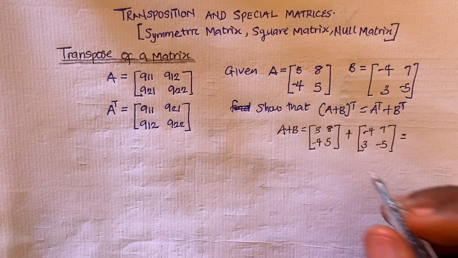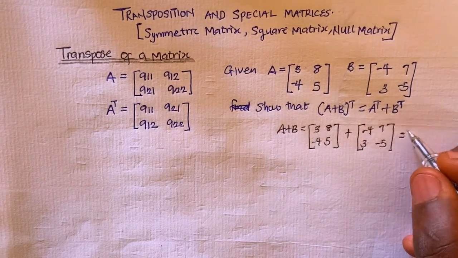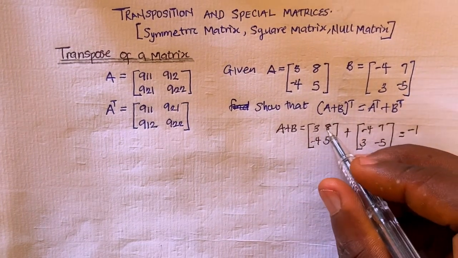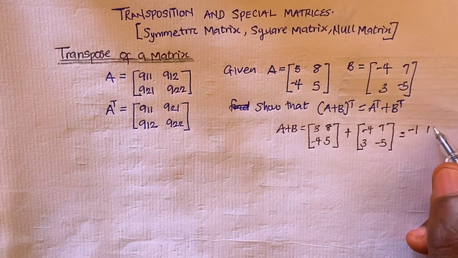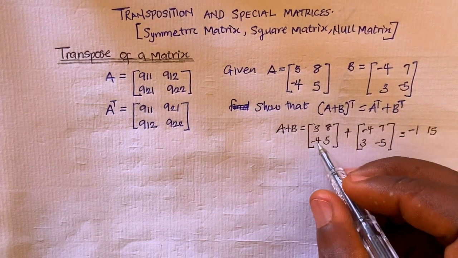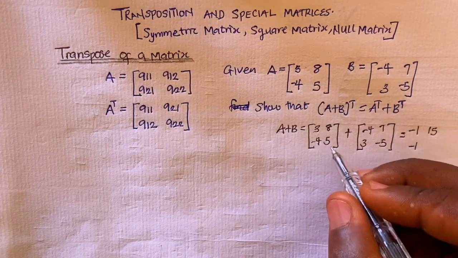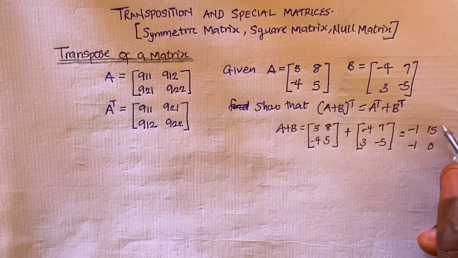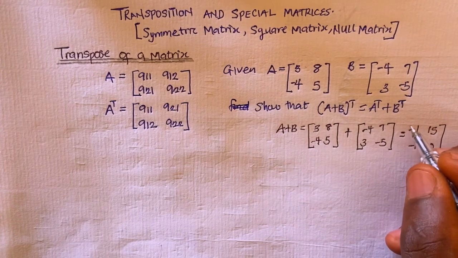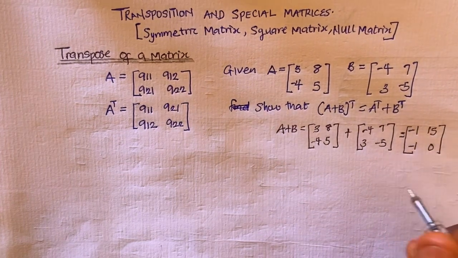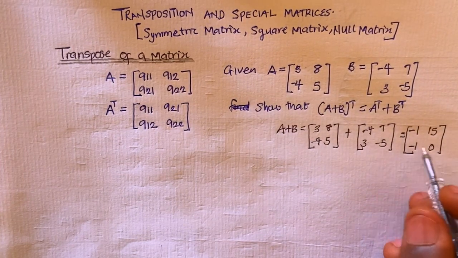So it's equal 3 plus minus 4, that will give you minus 1. 8 plus 7, that's actually 15, right? Then minus 4 plus 3, that's actually minus 1 again. Then 5 plus minus 5, that's 0. Right? So in this case, it shows that this is my A plus B.